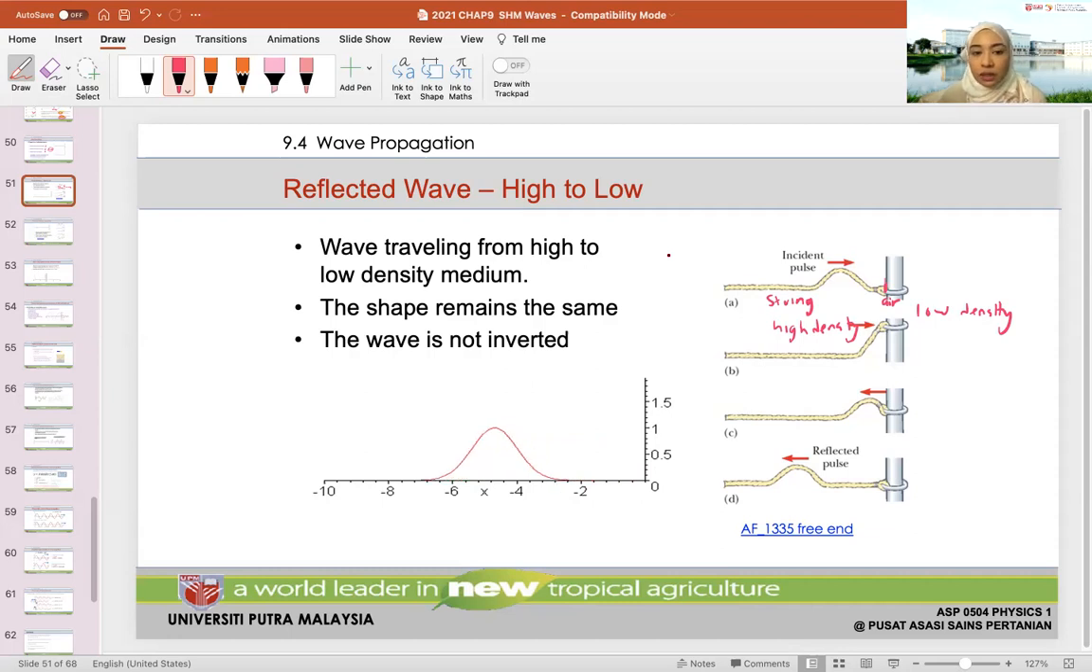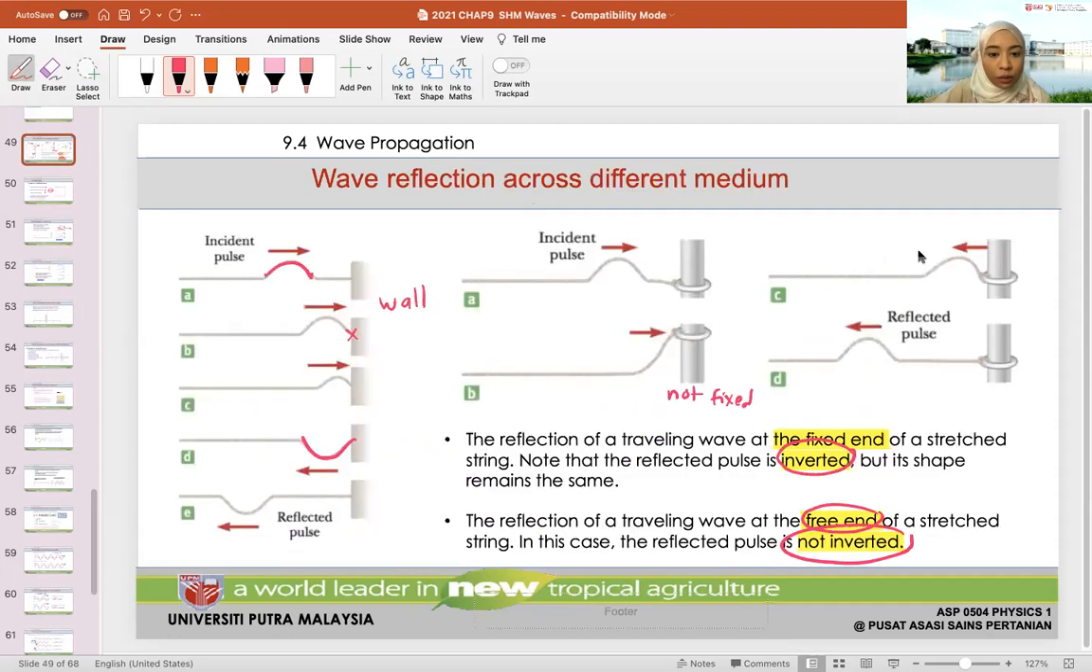But it's telling you that kenapa dia tak inverted, kenapa ada perbezaan antara fixed dengan non-fixed is because of the density. So when your wave encounters low density, it is not going to be inverted. But when you encounter the wall, the wall is obviously high density compared to your string. This is low density. So therefore, it is going to be inverted. Okay.